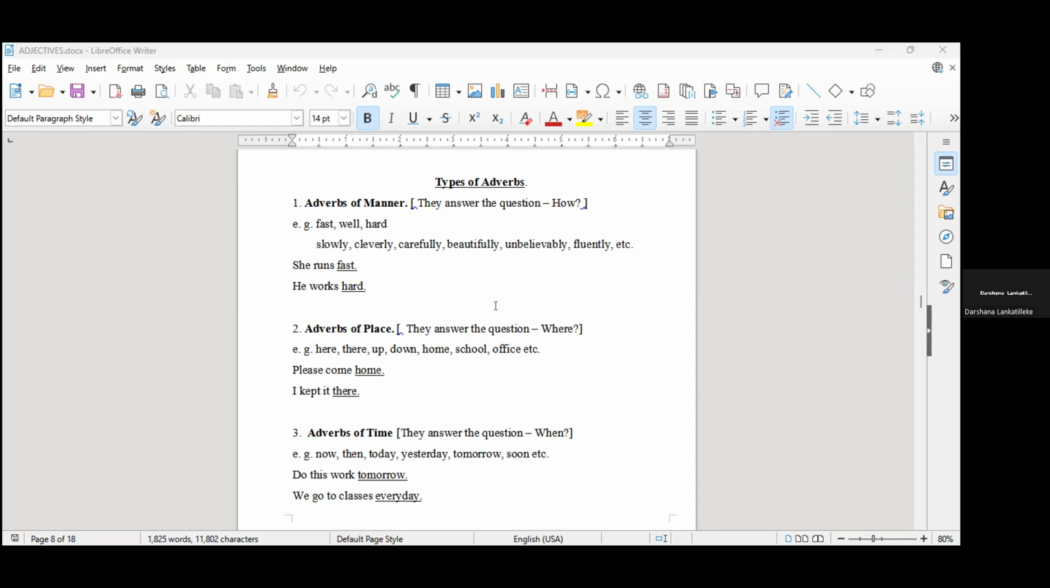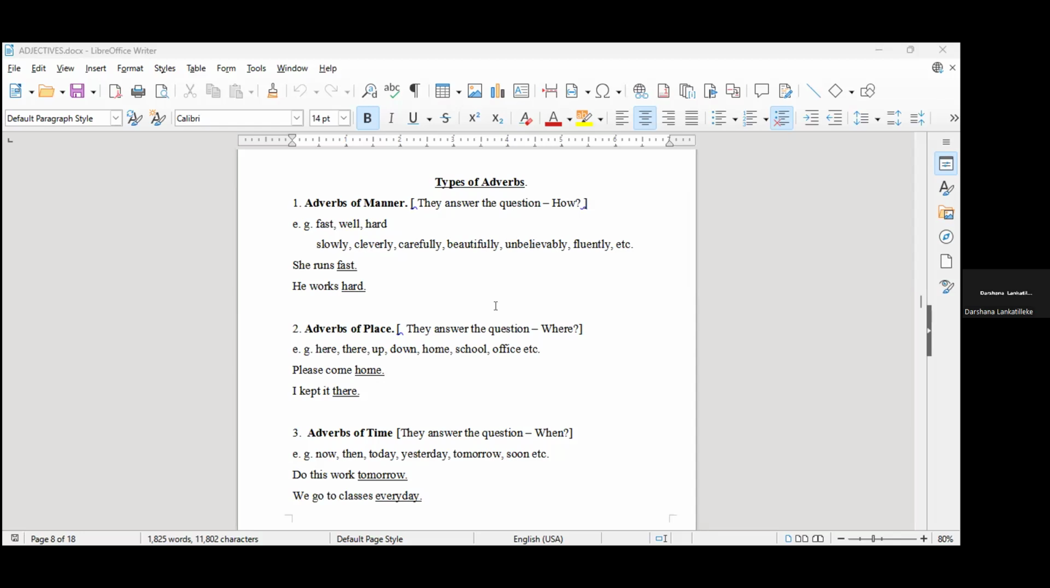Look at number two, adverbs of place. They answer the question where. What are the adverbs that we can use? Look at the examples here, there, up, down, home, school, office, and so on. So all these words describe a place, right?